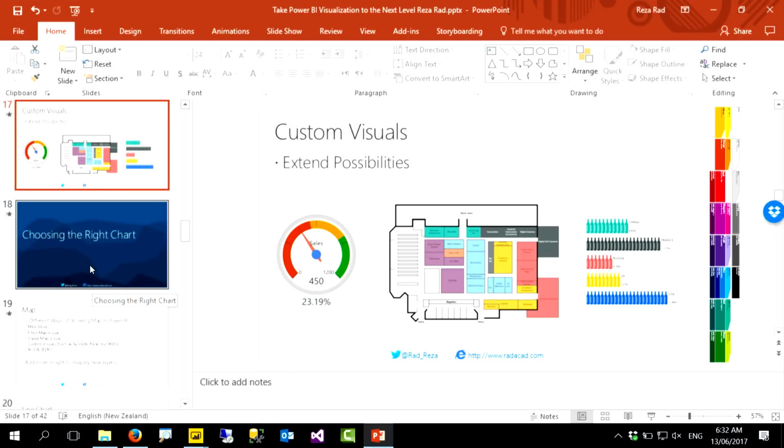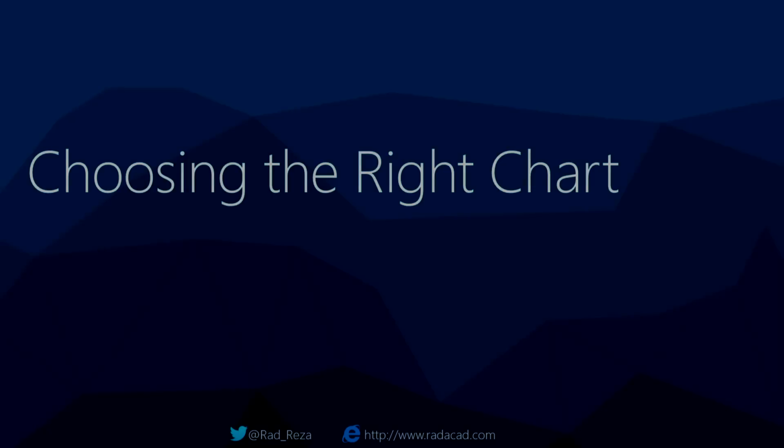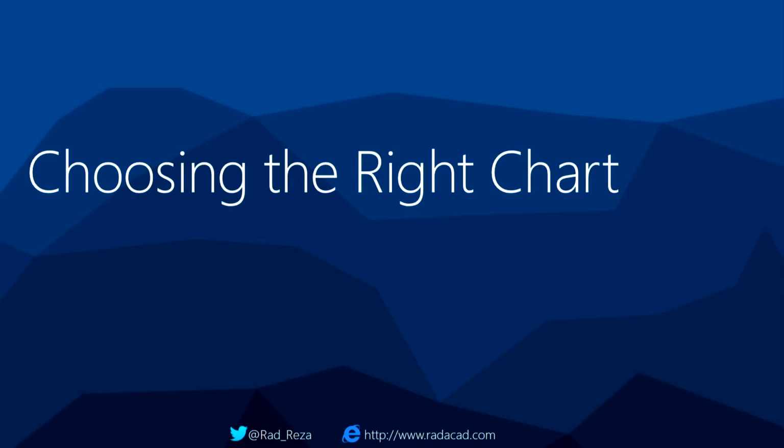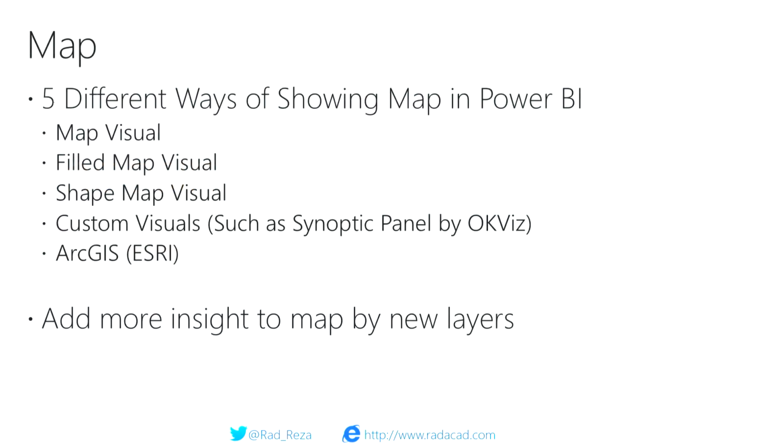Let's go through choosing the right chart. When we are talking about visualization, the right chart is quite important. So I'll explain some of these charts that are very useful for you. I'll start with map. In Power BI, we have 5 different ways of visualizing something on map. It's actually more than 5 ways.